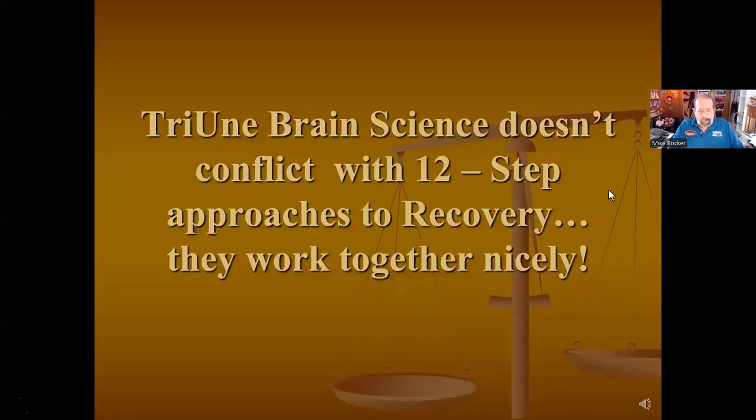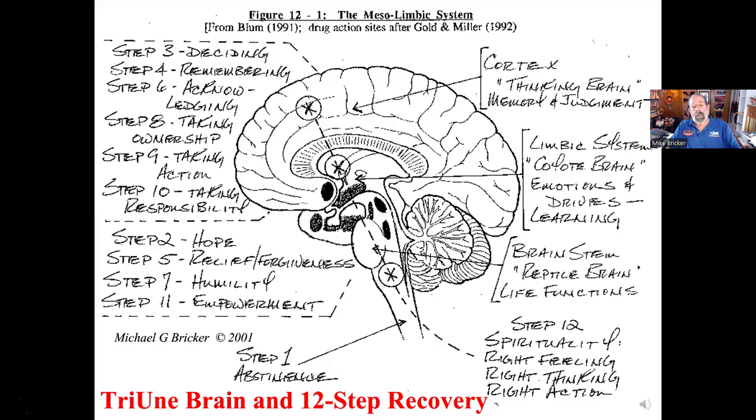So 12-step stuff. Brain science doesn't conflict with 12-step approaches to recovery at all, or any other kind of recovery: Refuge Recovery, SMART Recovery, Women for Sobriety, the Red Road, Wellbriety. All of those things are the same because they all work the way that the brain is designed to work. Okay. Using the 12 steps as an example, step one is abstinence. Well, we have to get the brain stem cleaned out first, right? We have to get detoxified and get the brain stem unpickled.